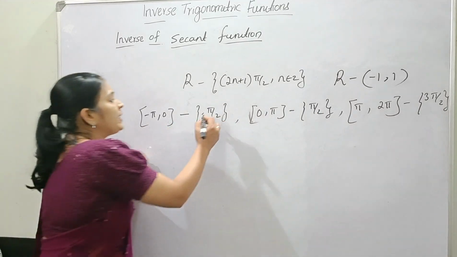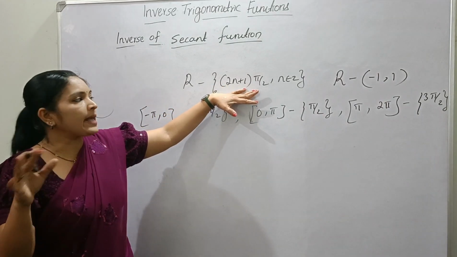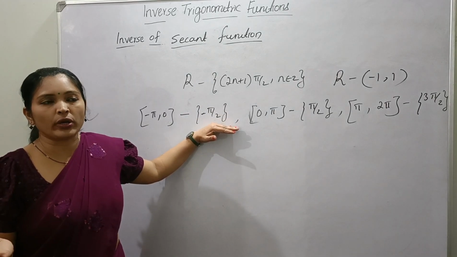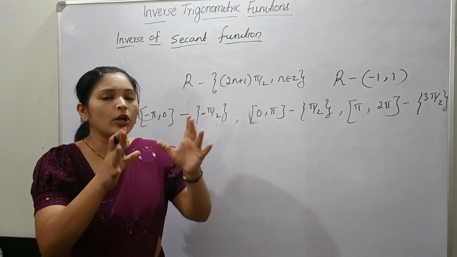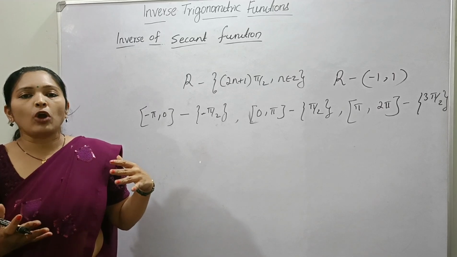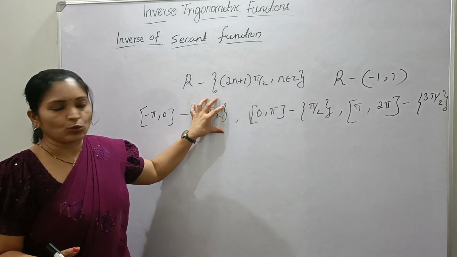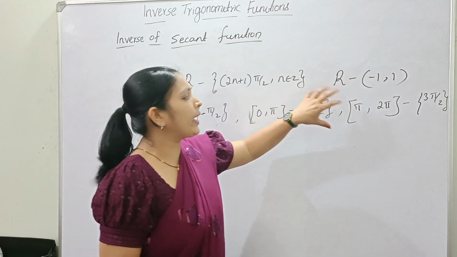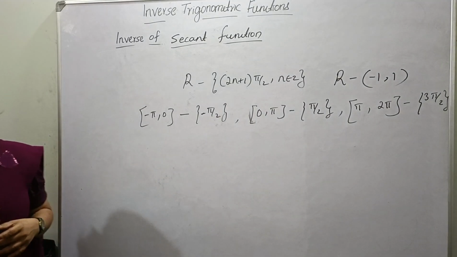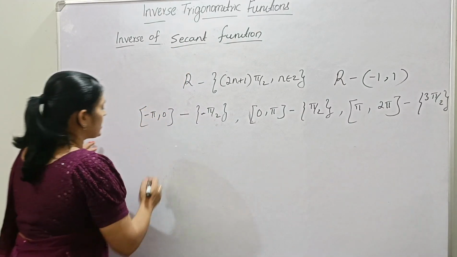Here, why minus pi by 2? We know that the domain is R, the set of real numbers, except this one. At this angle the secant function is not defined, because secant is nothing but the reciprocal of cos, that is 1 by cos. So the denominator will be 0, and it will not be defined. Therefore minus pi to 0 minus pi by 2, 0 to pi minus pi by 2, pi to 2 pi minus 3 pi by 2. In these intervals, the secant function is one-one and onto. So we can define the inverse of the secant function in these intervals.